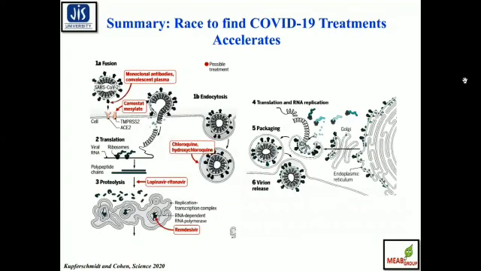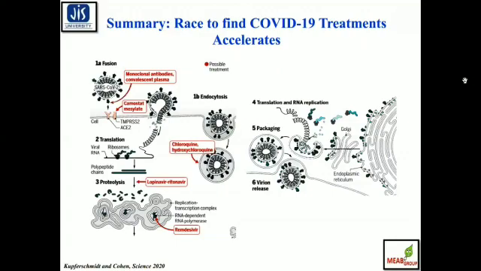Now, in summary, the race to find the COVID-19 treatment accelerates. It shows monoclonal antibodies and convalescent plasma can also be used. Chemical metabolites can also be used, which can interfere or impair the TMPRSS2 and ACE2 interaction with the SARS-CoV-2. Secondly, lopinavir and ritonavir can also interfere with the polypeptide chain synthesis. They enhance the proteolysis of those polypeptide chains.